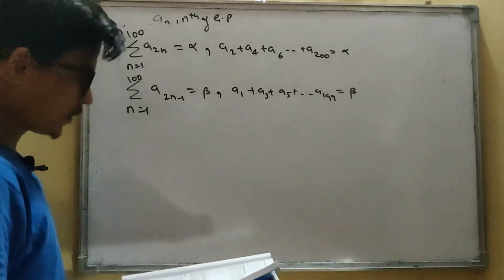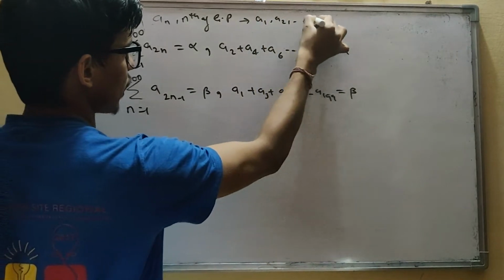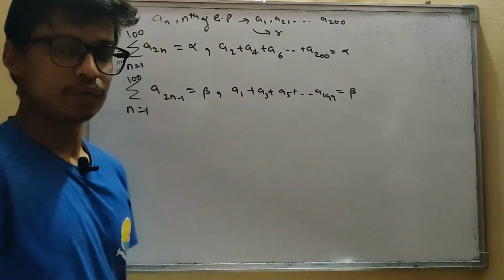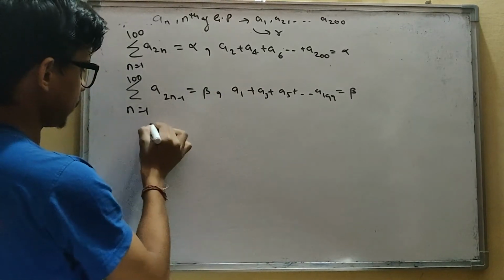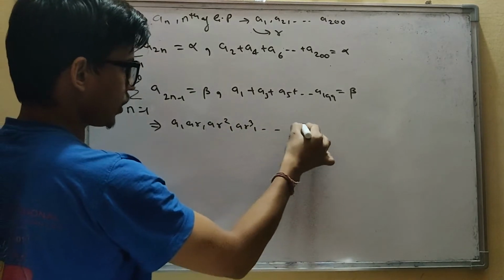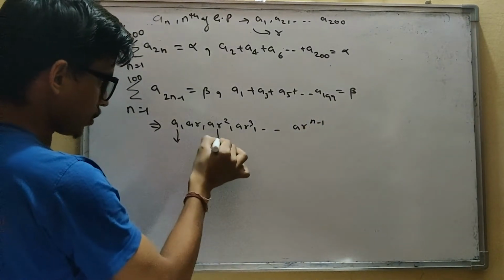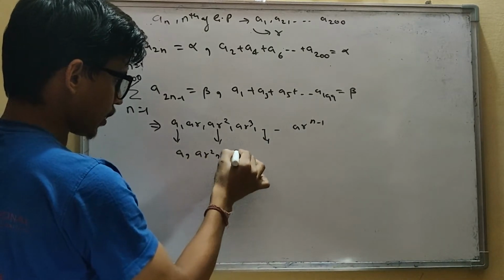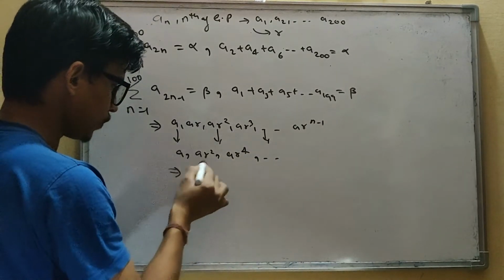Then we have to find the common ratio, where a_n is the nth term of a GP. Let's say the GP is a1, a2 and so on up to a200, with common ratio r. In a GP, when you take alternate terms, what happens? Let's see: ar square, ar cube and so on, ar to the power n minus 1. If you take the first, third, fifth terms, you get a, ar square, ar to the power 4 and so on, so the new common ratio is r square.